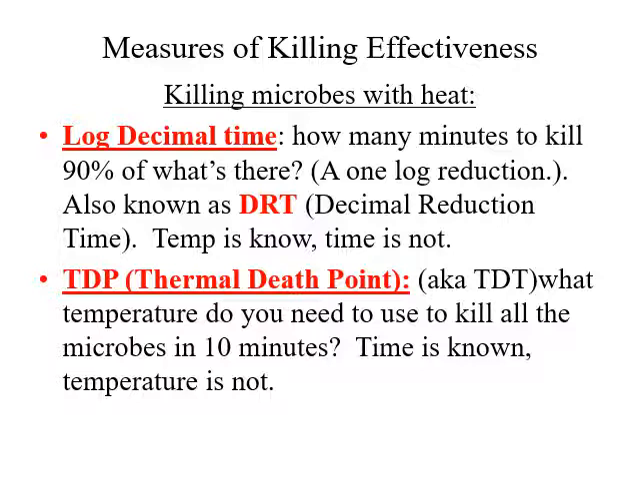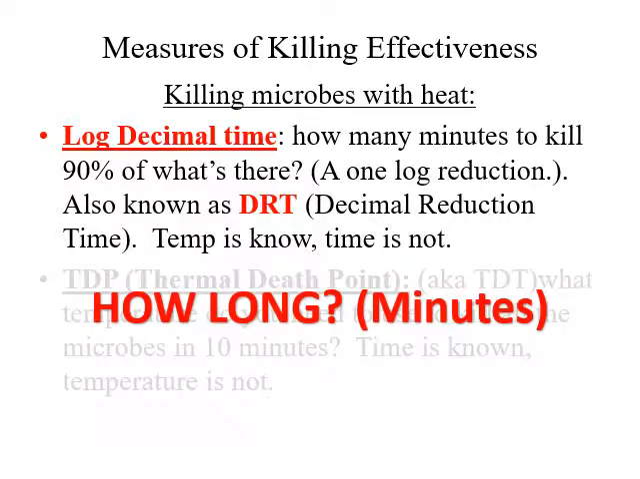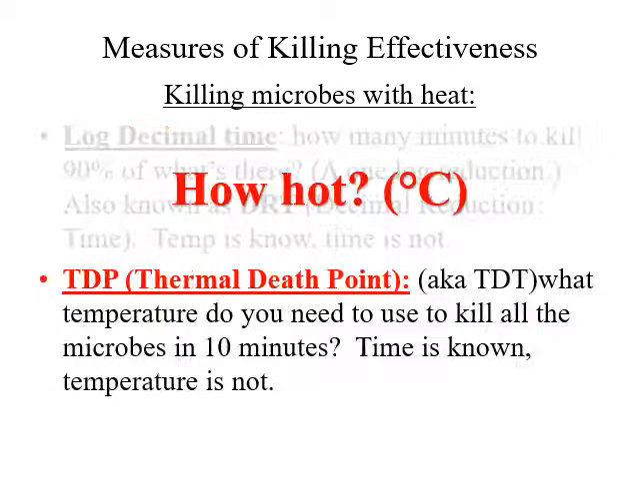And so in this case, you know the temperature, you don't know the time. In the other one, the thermal death point, you know the time, 10 minutes, and then what temperature do you have to put the object at in order to kill 90% of them? Right, so here we know the temperature, we don't know the duration. And here we know the duration, we just don't know what temperature to use.